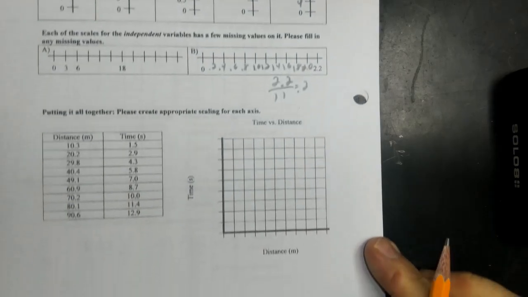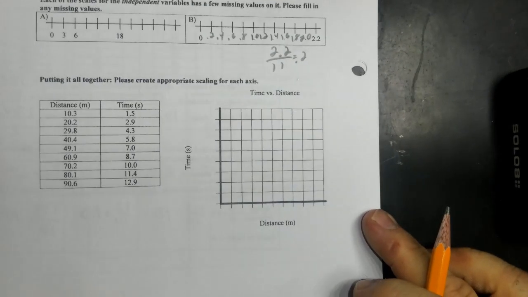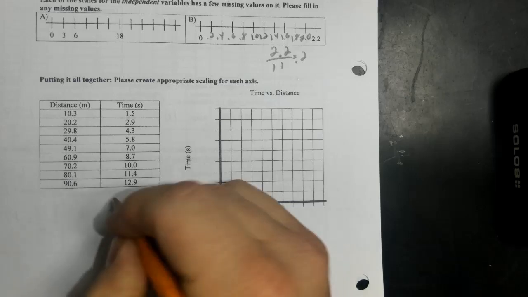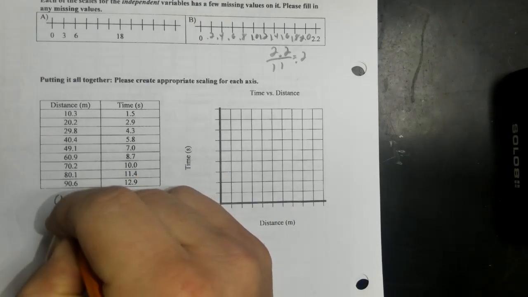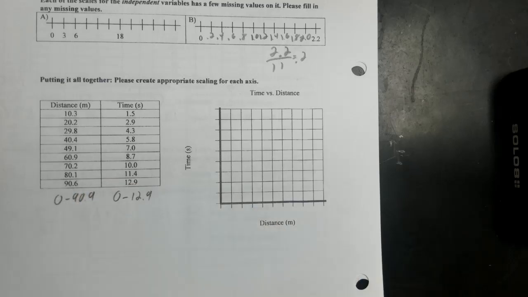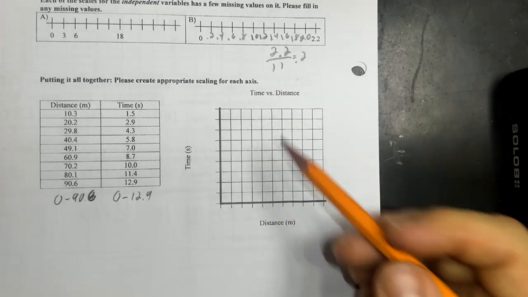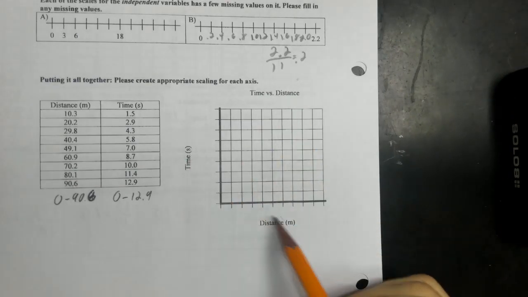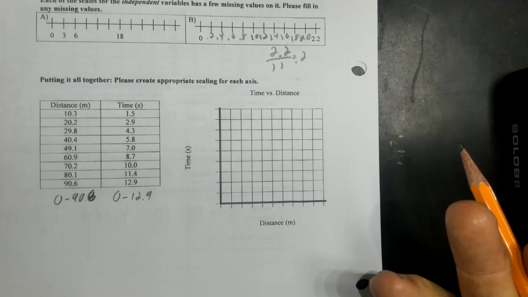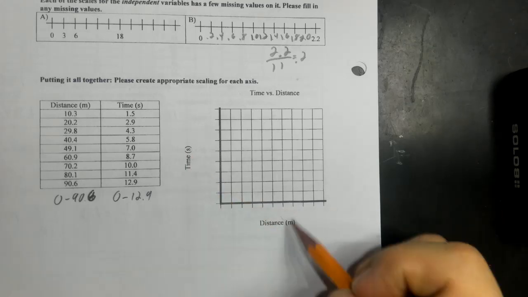Okay, so let's actually put this in practice. This might be a little bit more subtle. Here I'm going from 0 to 12.9. Here I'm going to go from 0 to 90.6. Oop, that doesn't look like a 6 at all. There we go. All right, and let's count our lines. First I need to determine what I'm going to do for this. This is time and distance. They've already labeled my axes for me. That's nice, right? So I've got time and distance.